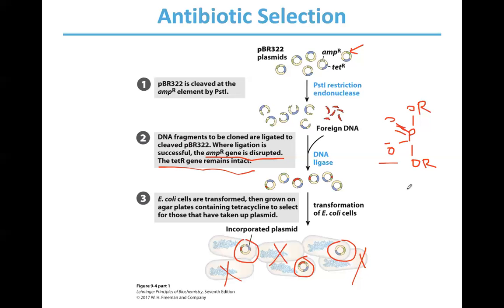And to transform a cell, some special procedures have been developed. One of them is known as heat shock. Another one is known as electroporation. Heat shock, basically you just raise the temperature very quickly.